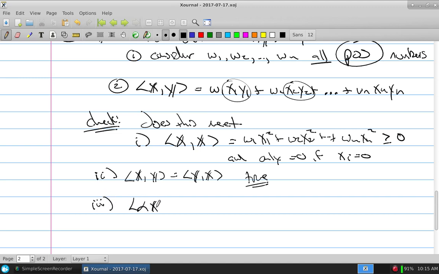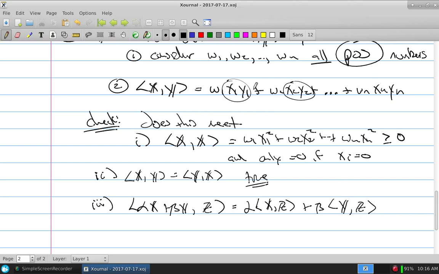This would be alpha X plus beta Y, Z, which is supposed to be equal to alpha X, Z plus beta Y, Z. It's not much harder. This is just algebra, right? You would sit there and go through this. For example, what would X Z be? That would be X1, Z1, X2, Z2, XN, ZN, right?